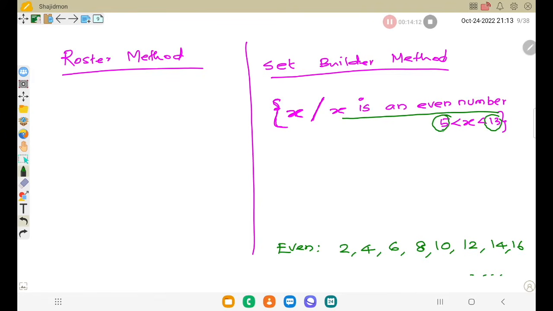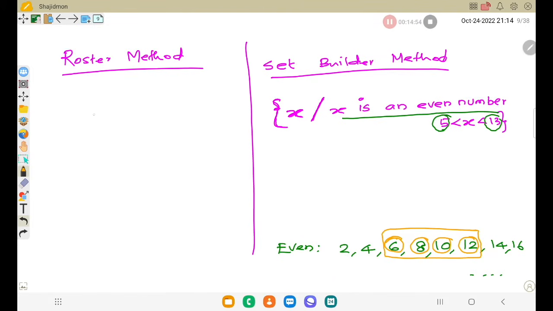5 is not included because you can see it is 5 less than x. If it were equal to, then that number could also be considered. Anyway, 5 is not an even number, so there is no confusion here. So there is no equal, and less than 13 also. So between 5 and 13, what are the even numbers? That is the meaning of this set. 6 is an even number after 5, so 6, 8, then 10, then 12, correct? 14 we cannot consider because 13 is the maximum, but 13 is an odd number, so nothing to worry. So 6, 8, 10 and 12 are the numbers.